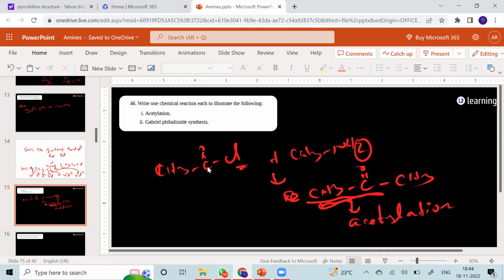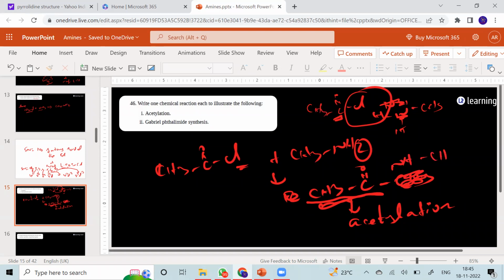Sir, what have you removed from this? Basically, if you have to show it, CH3C double bond O Cl, H, N, H, CH3. We are going to remove HCl. Now this C double bond O will directly attach to this nitrogen, and that's how you get this compound. Sir, in the product, there is no nitrogen. I'm so sorry, this will become NHCH3. I just forgot this NH. So that's the final product.